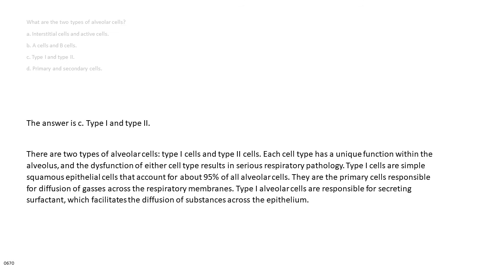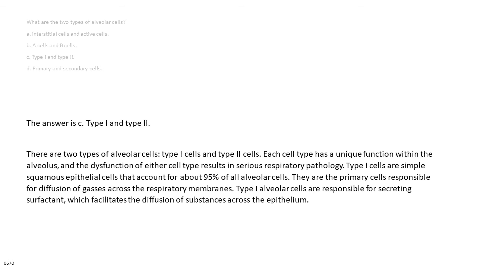The answer is C. Type 1 and Type 2. There are two types of alveolar cells, Type 1 cells and Type 2 cells. Each cell type has a unique function within the alveolus, and the dysfunction of either cell type results in serious respiratory pathology. Type 1 cells are simple squamous epithelial cells that account for about 95% of all alveolar cells.